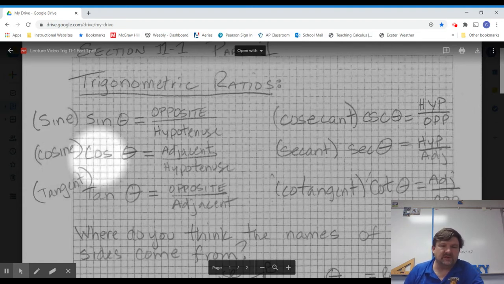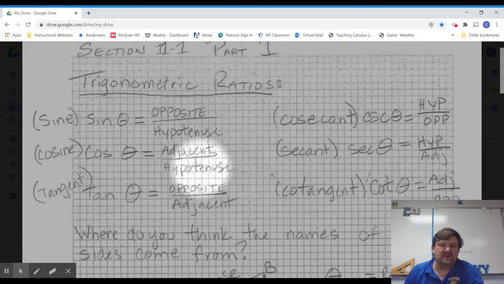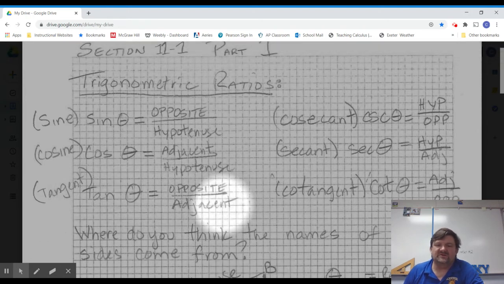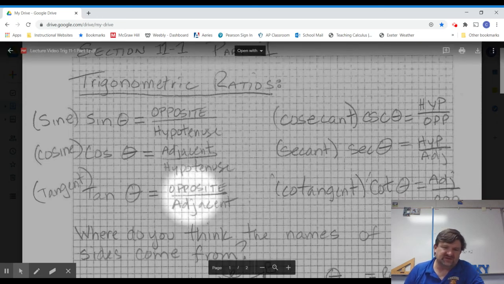And then we have cosine. Cosine is abbreviated COS, adjacent over hypotenuse. Secant is its inverse, and it is secant, SEC, and it's hypotenuse over adjacent. If you notice, it's adjacent over hypotenuse, and we just flip it over to become hypotenuse over adjacent. And then we have tangent. Tangent is equal to opposite over adjacent, and its reciprocal partner, or its inverse, is cotangent, abbreviated COT. And then you get adjacent over opposite, which is just these two flipped over.